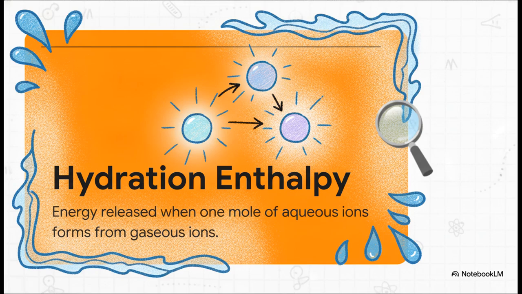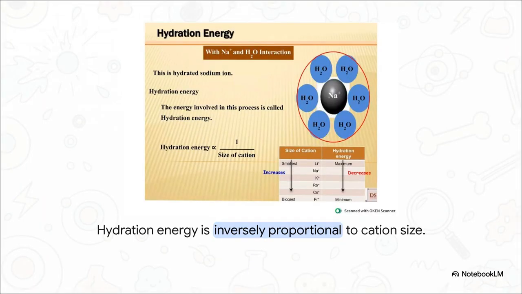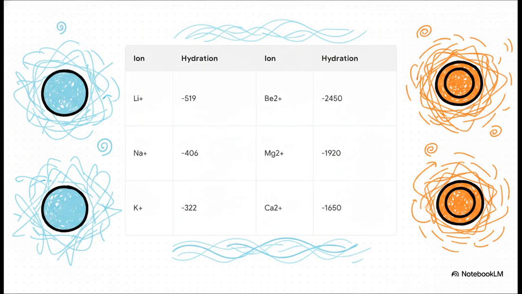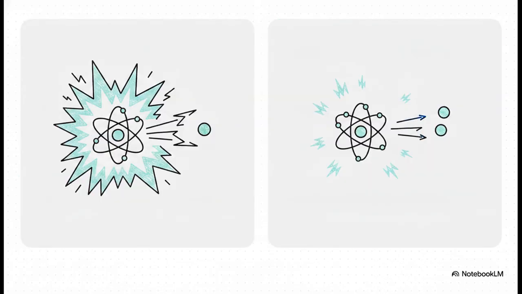Okay, but what happens when water enters the mix? This triggers a chemical reaction we call hydration. The rule here is absolutely crucial. Hydration energy is always inversely proportional to the cation size. Since Group 2 ions are tinier, they actually release way more hydration energy than Group 1. In reactions, Group 1 forms a +1 state. This makes them much stronger reducing agents than Group 2.